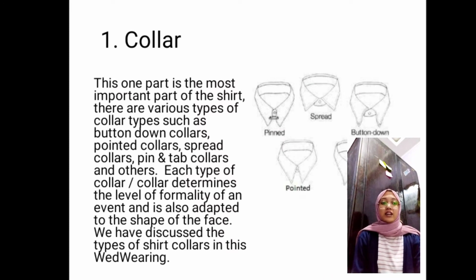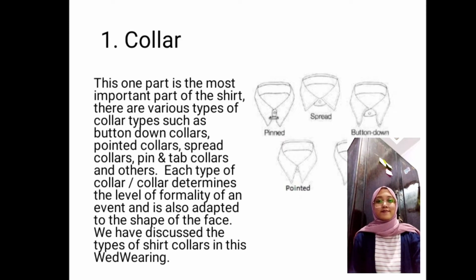Okay, the next material is important parts of a men's shirt. Have you downloaded the material? Okay, good. The first is collar, and then arm, and then cuff, and the fourth one is back, and then yoke, and the last is pleat. So the first is collar.